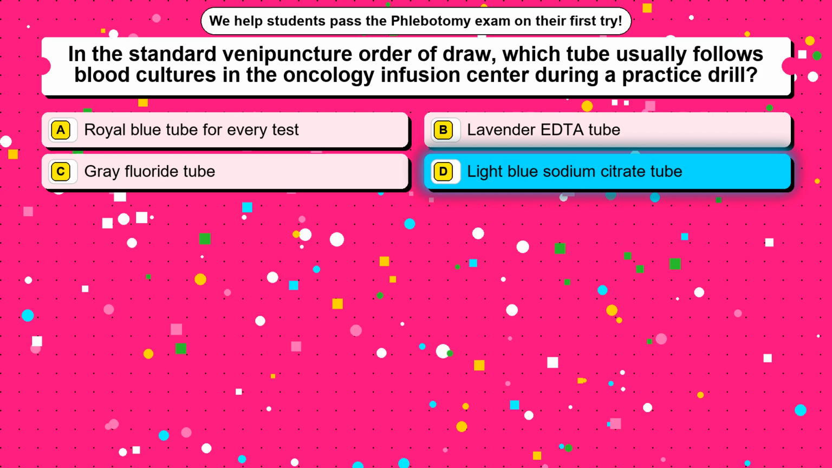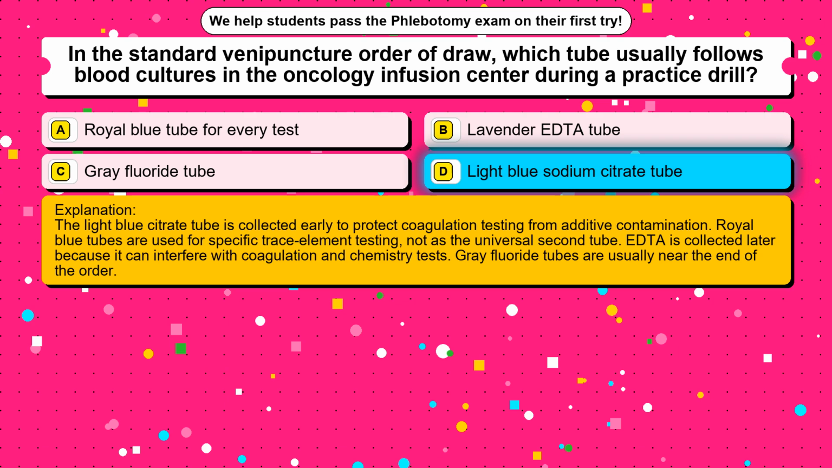The correct answer is option D. Light blue sodium citrate tube. The light blue citrate tube is collected early to protect coagulation testing from additive contamination. Royal blue tubes are used for specific trace element testing, not as the universal second tube. EDTA is collected later because it can interfere with coagulation and chemistry tests. Gray fluoride tubes are usually near the end of the order.